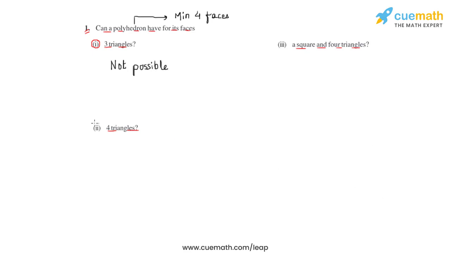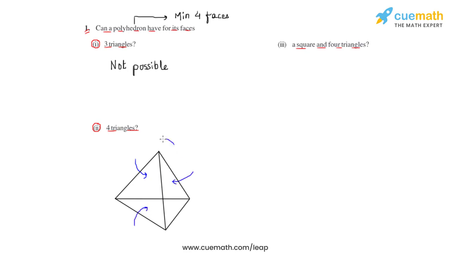Now moving on to the second part, if a polyhedron will have a minimum of 4 faces, all those 4 faces can be triangles, as we can see in this particular diagram, where we see that these are the 4 faces. So this is the third one, and this side would be the fourth one, the back side. So we can see that this is a polyhedron with all its faces as triangles.